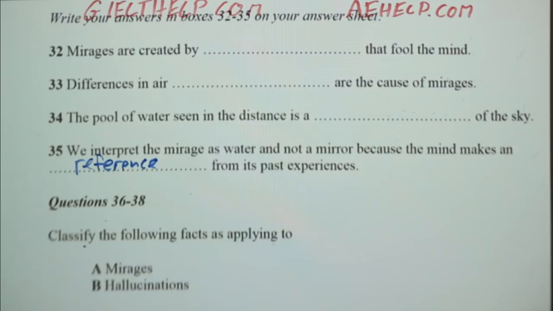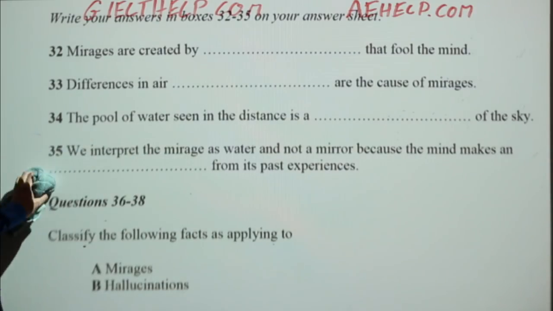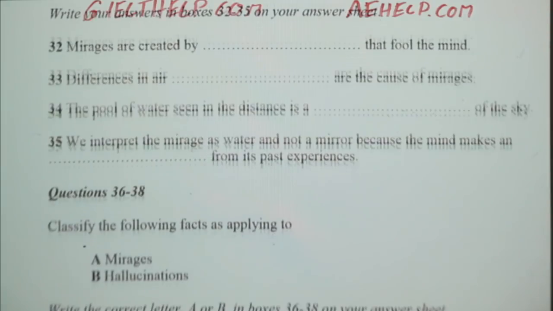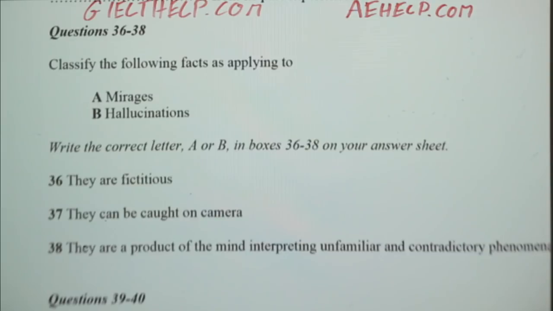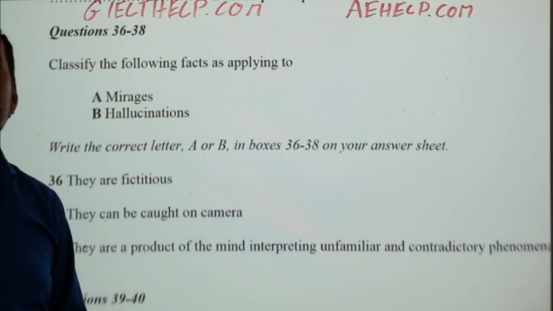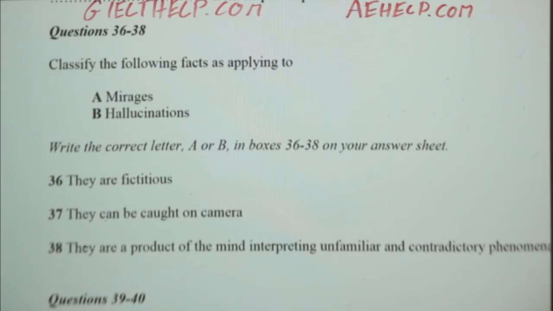All right, let's go on to the last 2 questions, and then, of course, we can check our answers in the answer key at the end. So here we're classifying the following facts as either a mirage or a hallucination, and that should be clear.